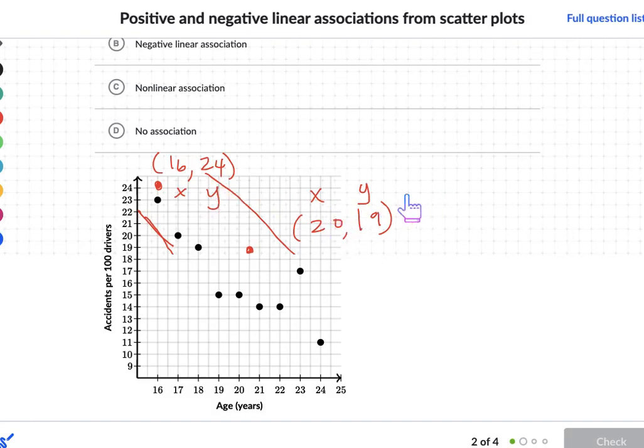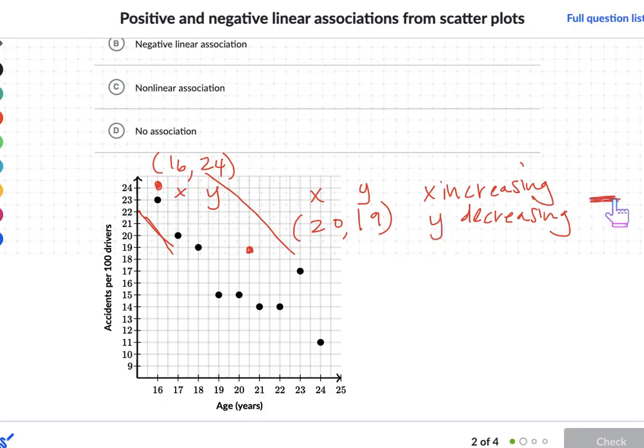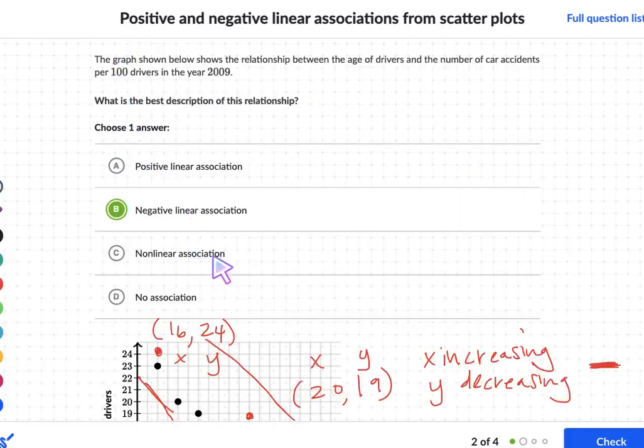16 to 20, so that's increasing. X is increasing, and the y is going from 24 to 19. Y is decreasing. When at least one of them is decreasing, that means that it's negative. It's a negative association, okay? So this is a negative linear association.